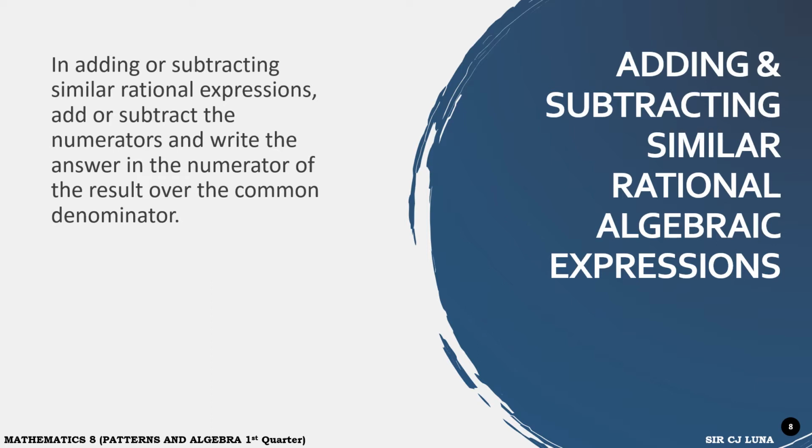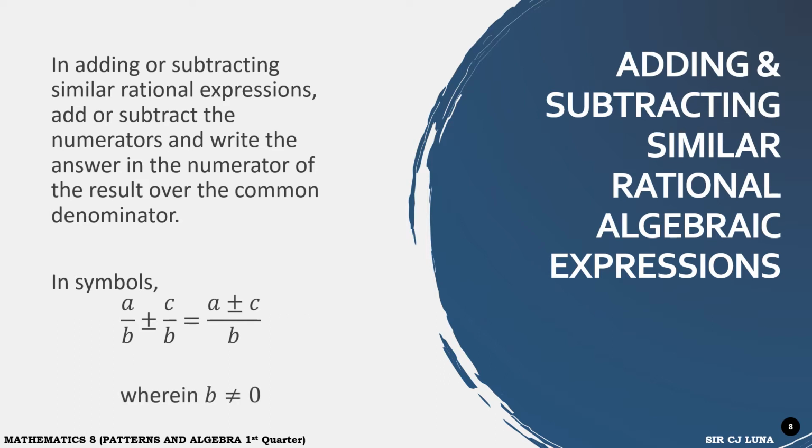So basically, kamukha lang siya nung kanina, yung numeric fractions. In symbols, we have a over b plus or minus c over b is equal to a plus or minus c over b, wherein b is not equal to 0. Okay, so let's try to answer some examples.